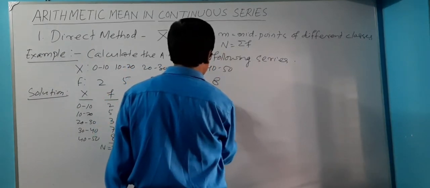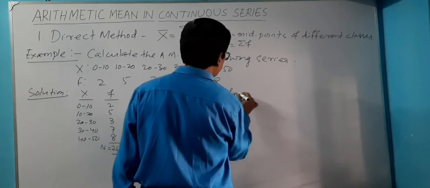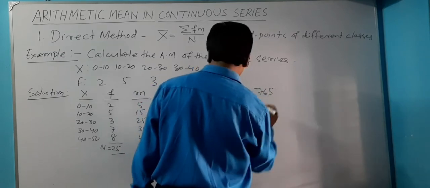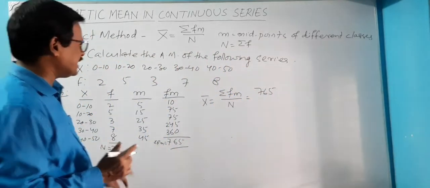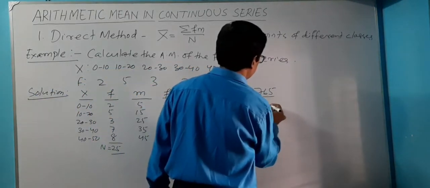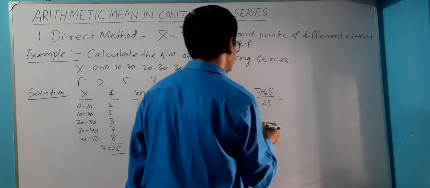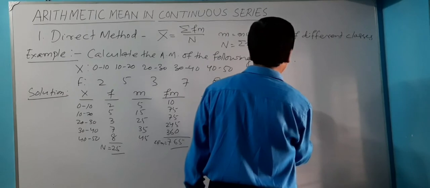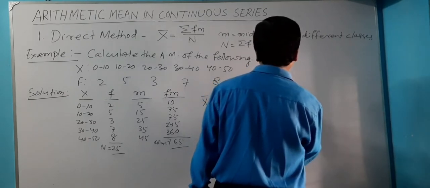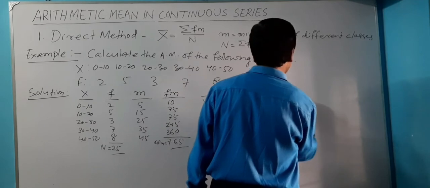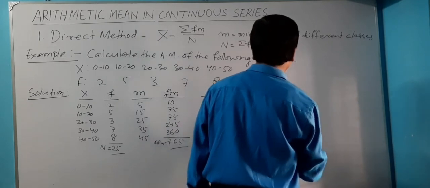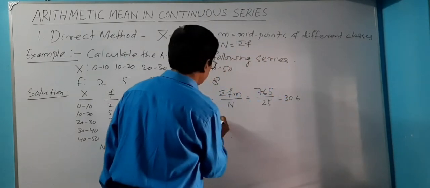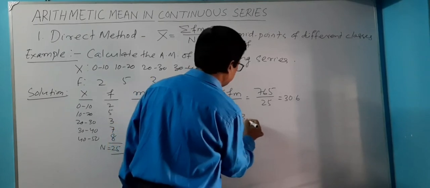Arithmetic mean means x bar, that is equal to summation fm by n, that is equal to 765, summation fm is 765, by n is equal to 25. How much does it come? It is 30.6. Right? So therefore, x bar or mean is equal to 30.6.